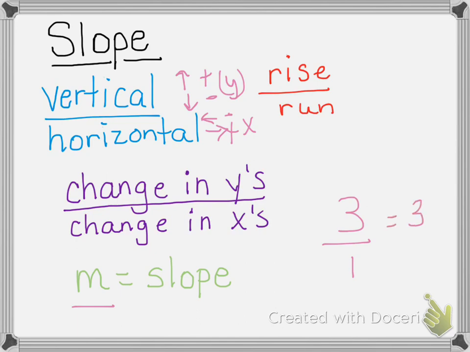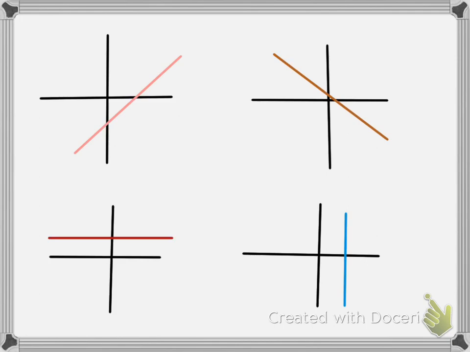Remember our equivalent fractions: if we get something like 2/4, that is the same as 1/2, which is also the same as -1 over -2. So really pay attention to your signs and always put it in simplified version. So there are 4 types of slope that we have to identify. Yesterday we talked about 2.